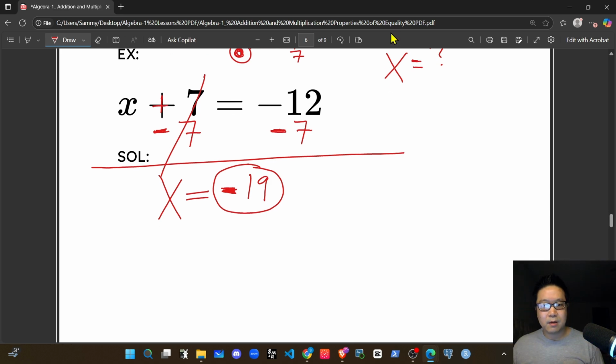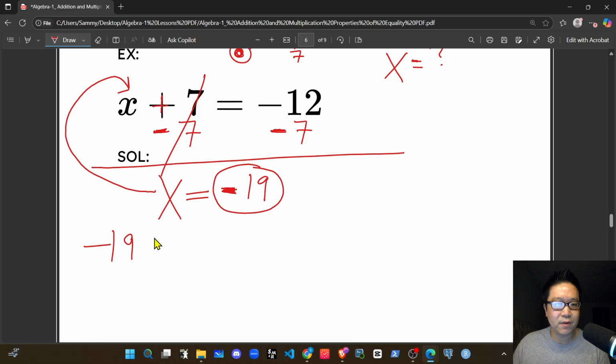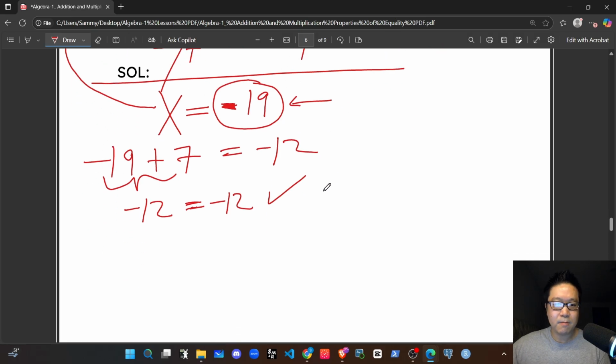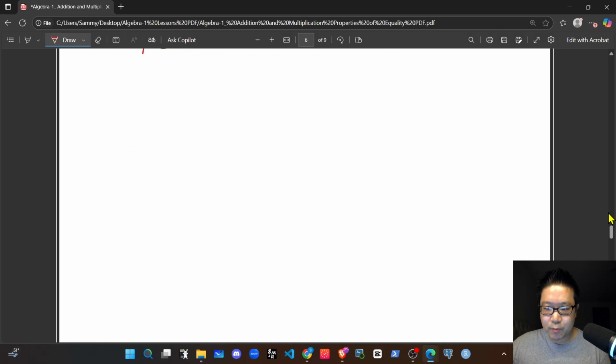Again, the great thing about math, or at least algebra, is you can check if your answer is correct or not. Once again, we do that by plugging our answer into the original equation. So if I do -19 plus 7, on the right side we have -12. -19 and +7 is -12, so -12 equals -12. Therefore, this is a true equation, and this is the correct solution. Okay? Let's try another example.